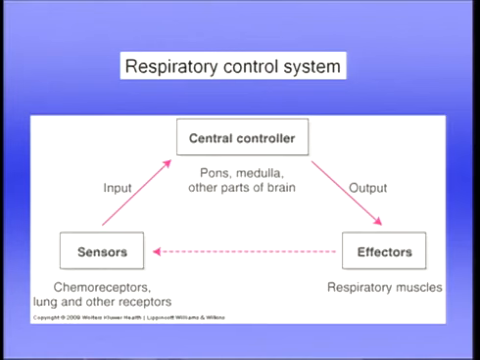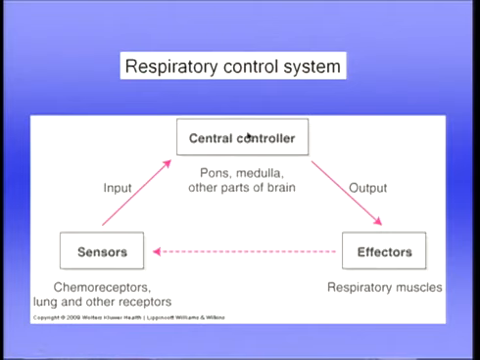So let's look first of all at the respiratory control system, which is shown here. We can start with the sensors, bottom left. These look at the gas exchange in the blood. We've got what are called chemoreceptors, and I'll go into those in some detail. They look at the levels of PO2, PCO2, and pH in the blood. You've also got receptors in the lung, which look at the movement of the lung, and other receptors as well, for example from exercising muscles. And these sensors send an input to the central controller in the brain.